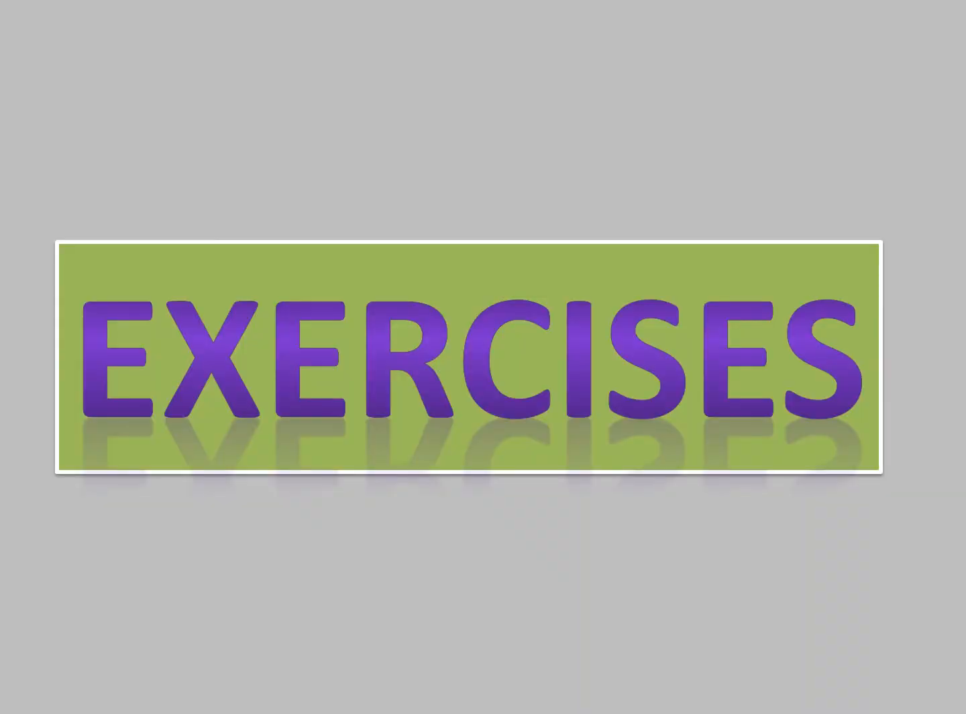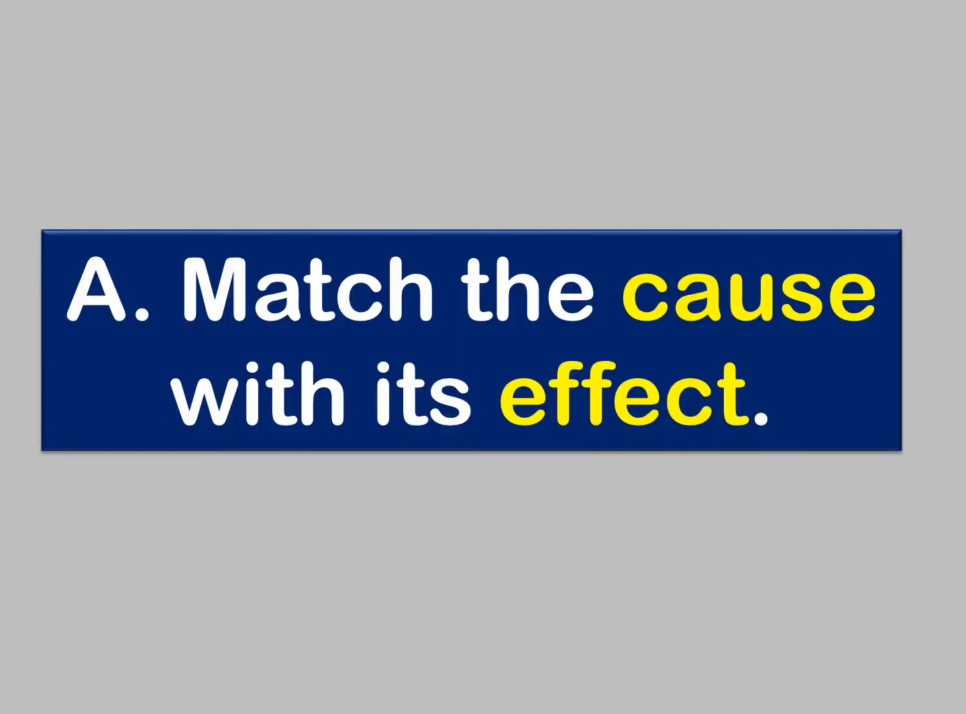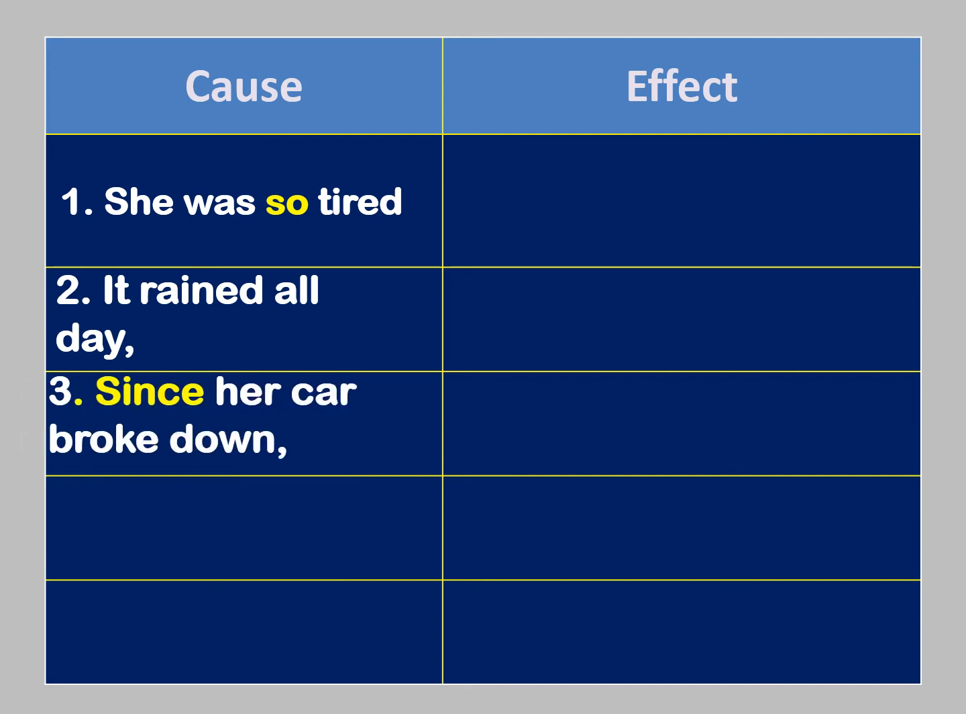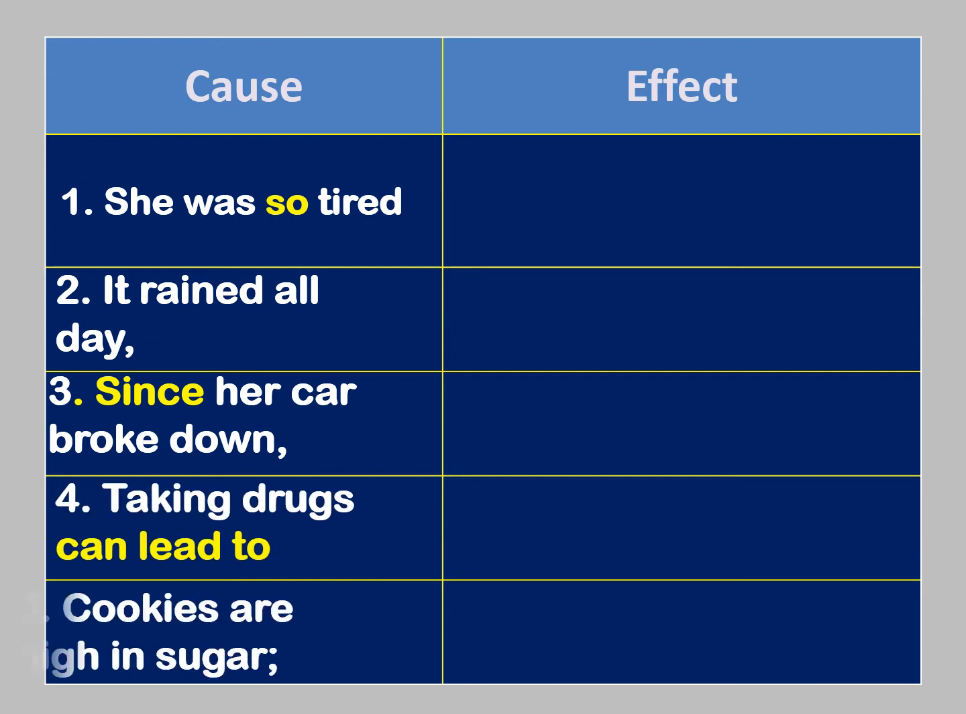Now let's do a few exercises, and in the first exercise we'll match the cause with its effects. On the left the causes and on the right the effects. Number one, she was so tired. Number two, it rained all day. Number three, since her car broke down. Number four, taking drugs can lead to. Number five, cookies are high in sugar.